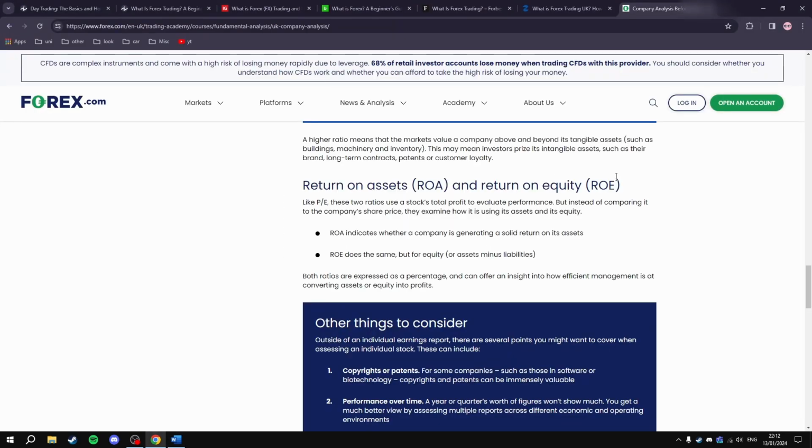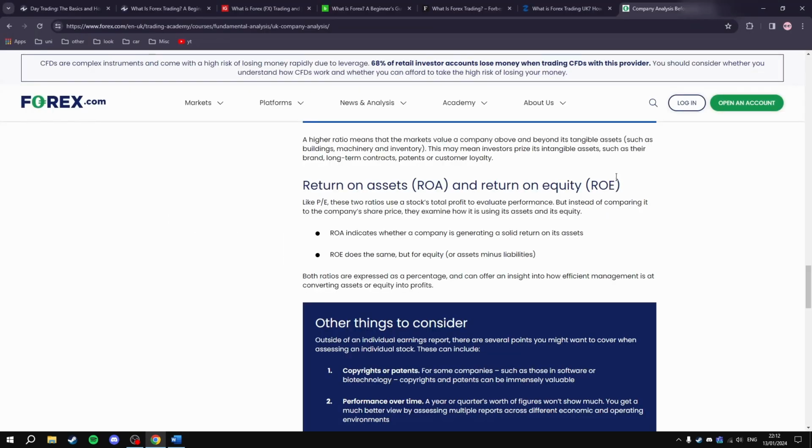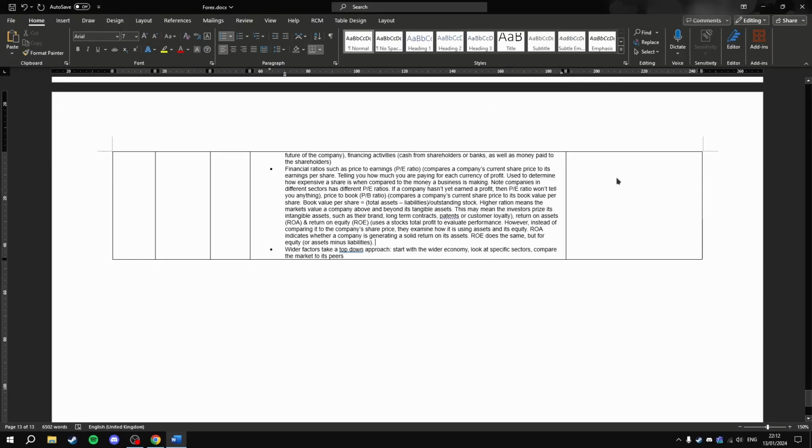Equity, or assets minus liabilities. Both ratios are expressed as a percentage.